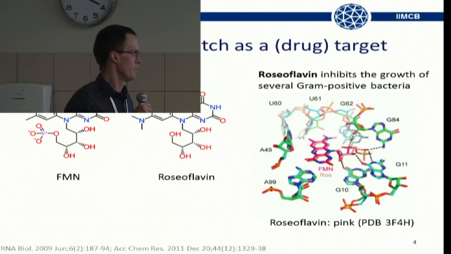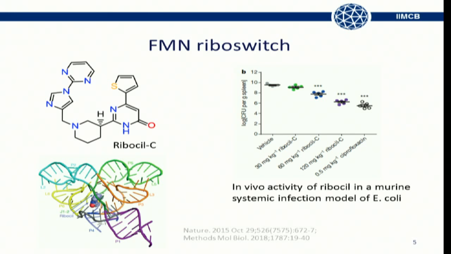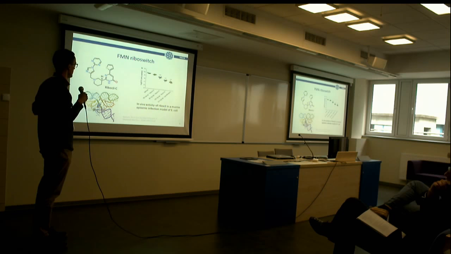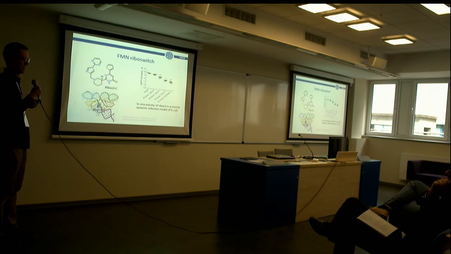And also scientists at Merck explored this subject further, and they found a compound called ribocil in a phenotypic screen, and they discovered that its antibacterial mechanism of action is also because of inhibition of the FMN riboswitch, and then they confirmed this not only in vitro but also in vivo in experiments in mice. So they proved that this is a well-validated target for small molecule compounds. This compound is selective, and yeah, probably they work further on exploring this subject.